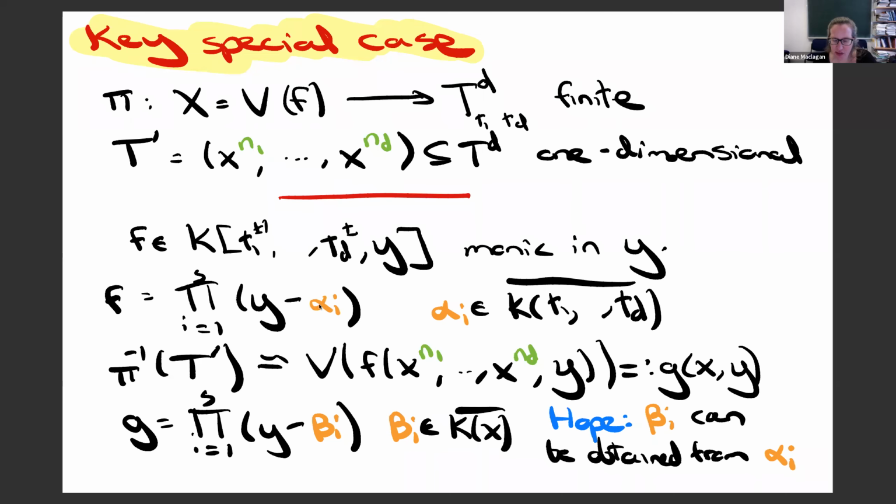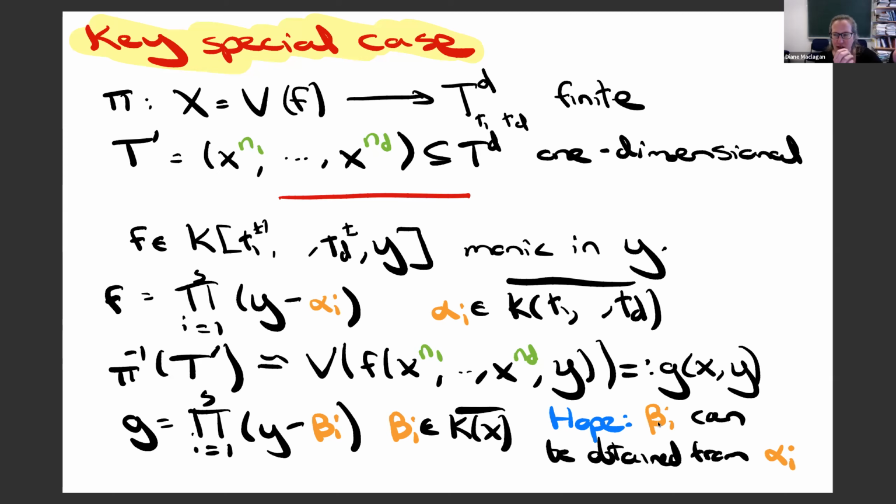So we know that that's not the case. If we want to know that g is also irreducible, then we want to know that the same is true for the betas. So none of the betas should be polynomials in x, and so on. And if we can get the betas from the alphas, then you can maybe control that.